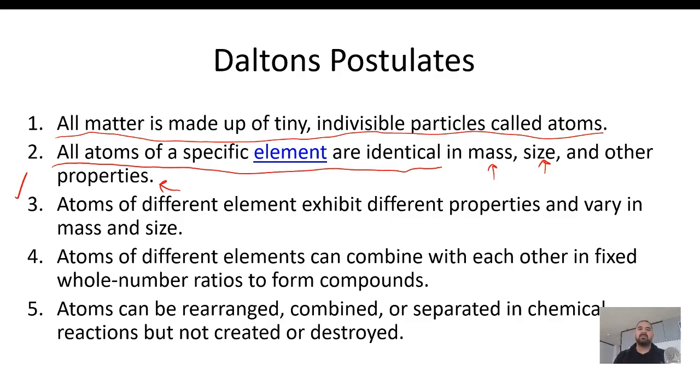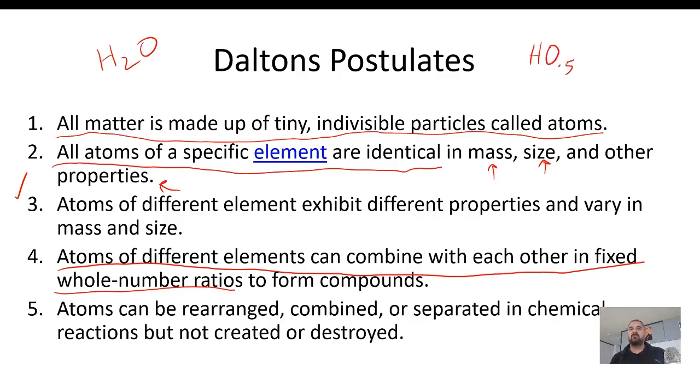Atoms of different elements can combine with each other. Atoms of different elements can combine with each other in fixed whole number ratios. This one is very important. So can anyone tell me the formula for water? All right, good. So H2O is the formula for water. Is HO.5 a thing? Why not? Can we have half an oxygen atom? No, we can't. So basically he's saying that we can't have fractions. They're all going to be whole number ratios.